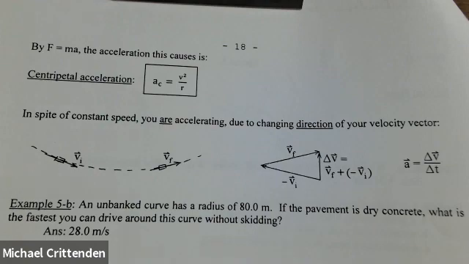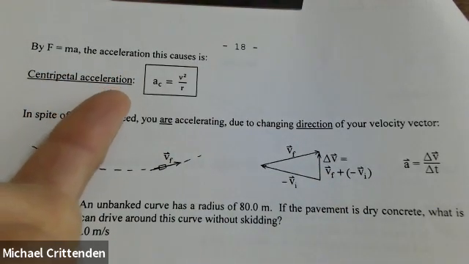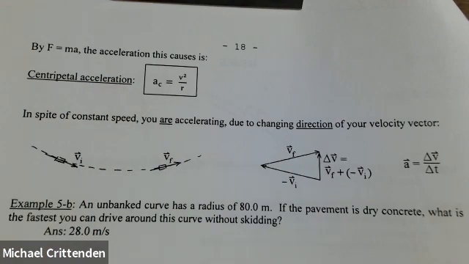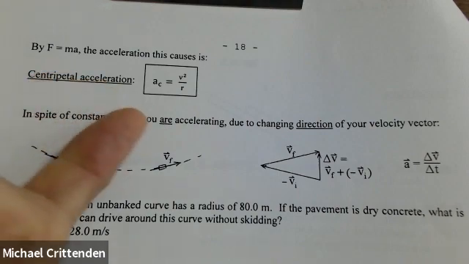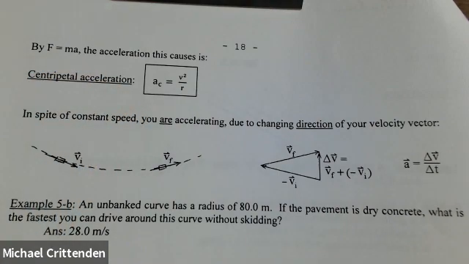Okay, so whether you want to think of it that way or you want to think about all these arrows here, one way or another, your car is accelerating when it changes direction, or the moon is accelerating as it follows its orbit, and the direction of the acceleration is toward the center.